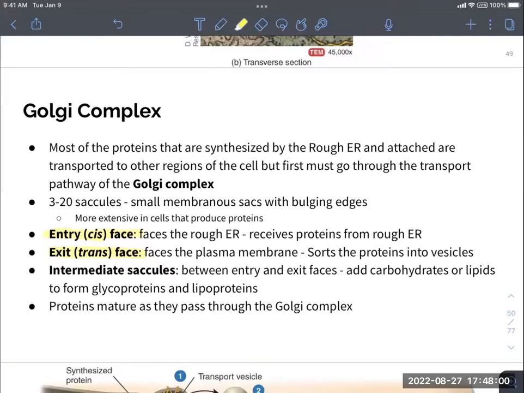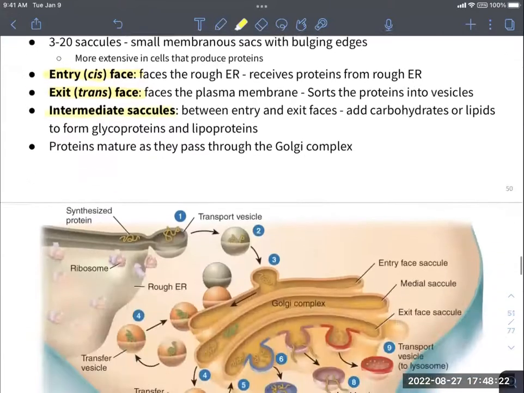And they either exit the cell or they're used within the cell. We also have intermediate saccules. So between the entry and the exit phases, they can add carbohydrates or lipids. This is where we form glycolipids or glycoproteins. Proteins then mature as they pass through that Golgi complex.